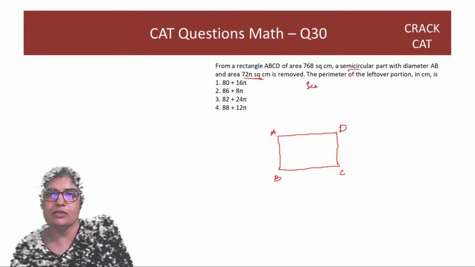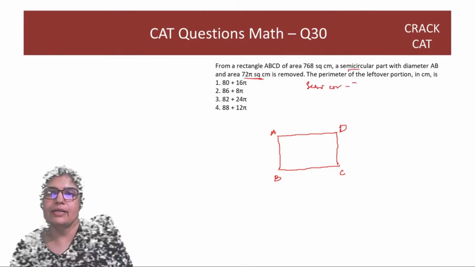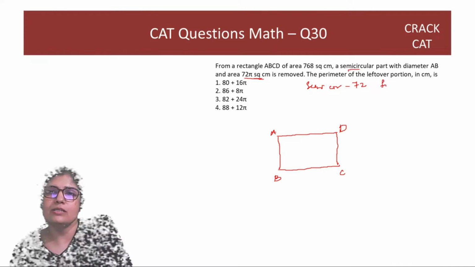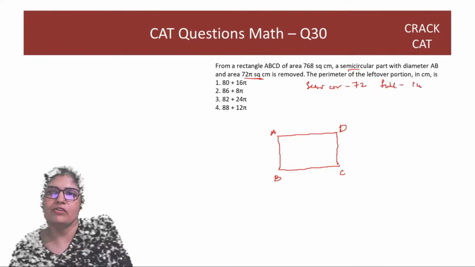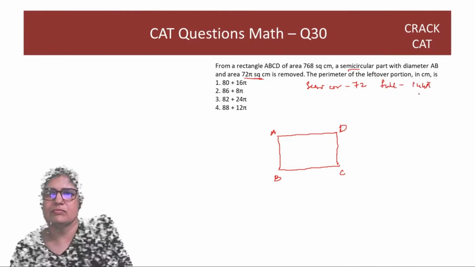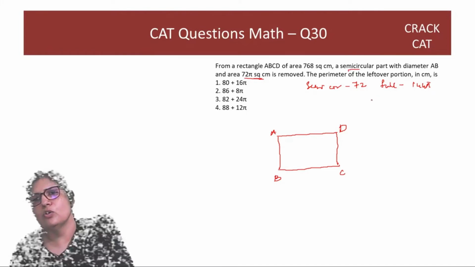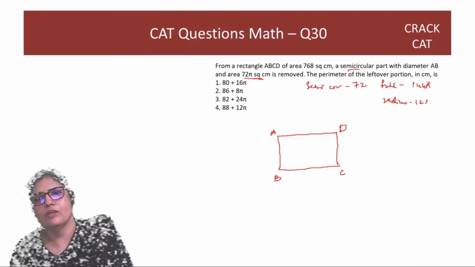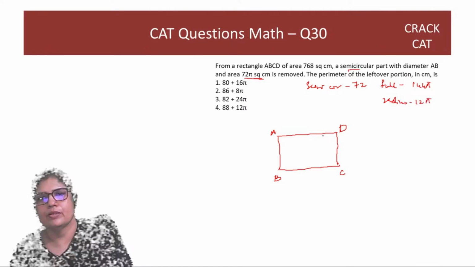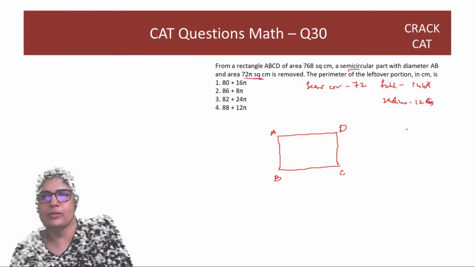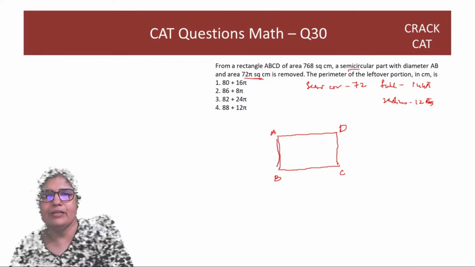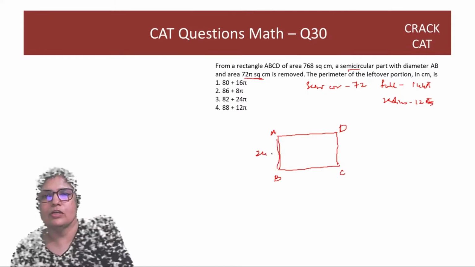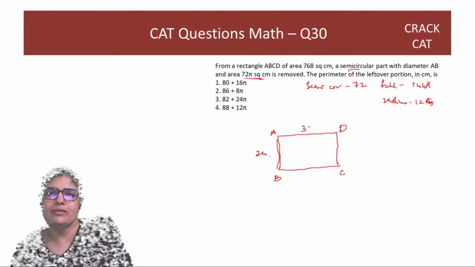Semicircle is 72, right? So full circle will be 144 pi. So the radius hence will be 12 pi. 12, not 12 pi, it will be 12. Which means the diameter AB must be 24. So if this is 24, this will be 32.